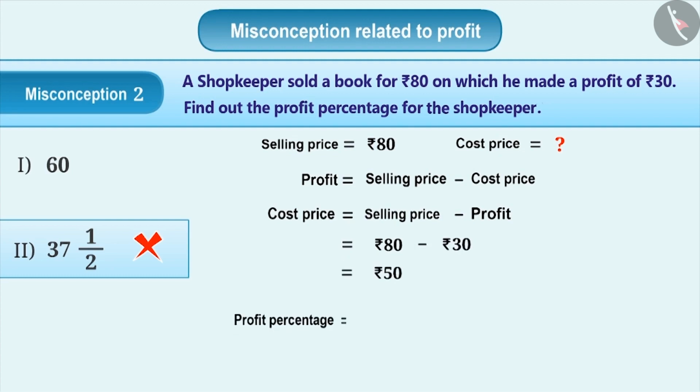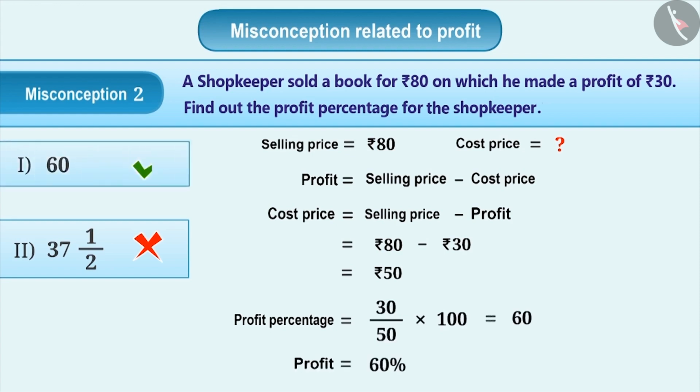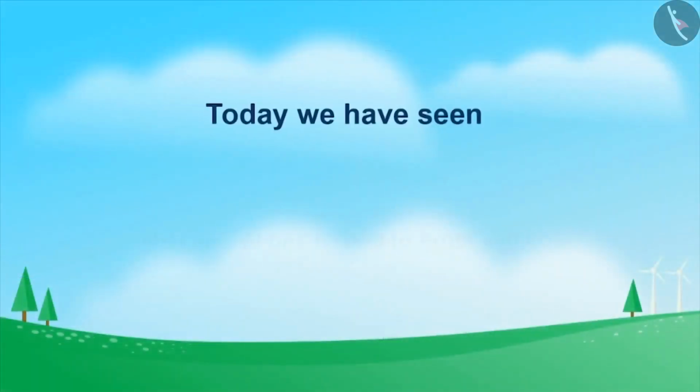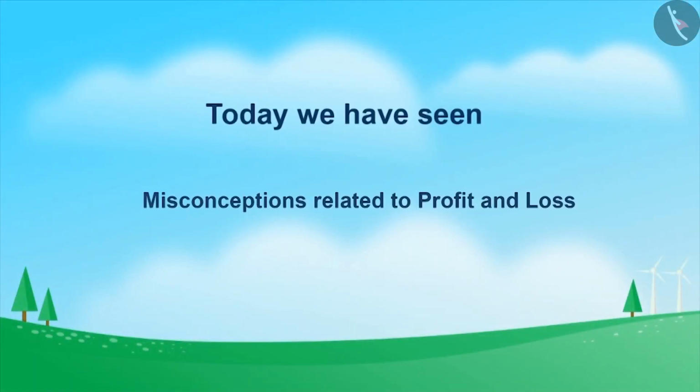Therefore, profit percent is equal to 30 by 50 into 100, which is equal to 60. This means the profit is 60%, and your correct answer is option 1. Today, we have seen some misconceptions related to profit and loss.